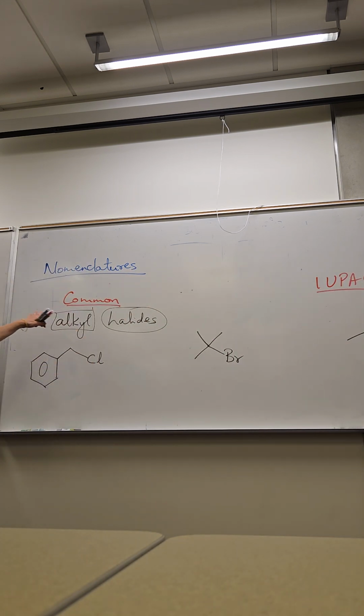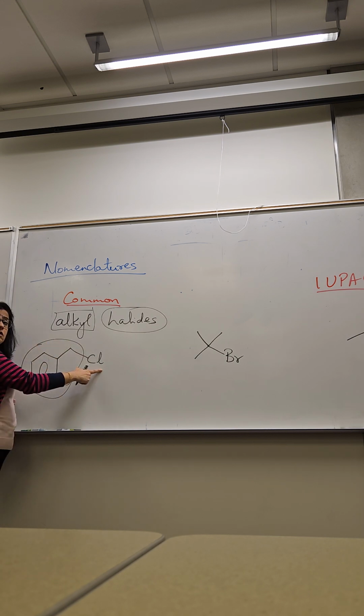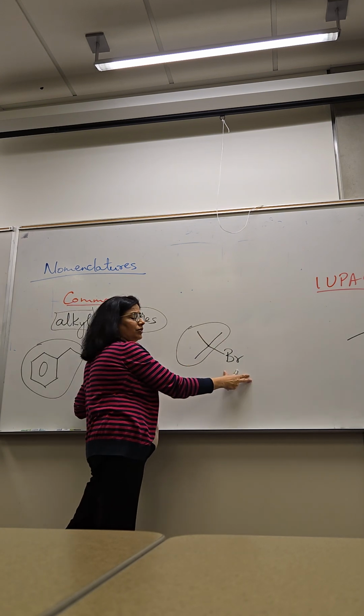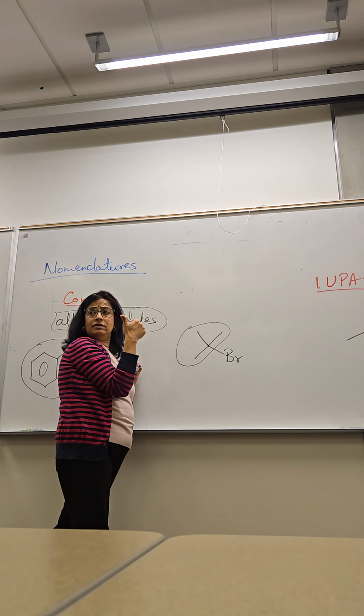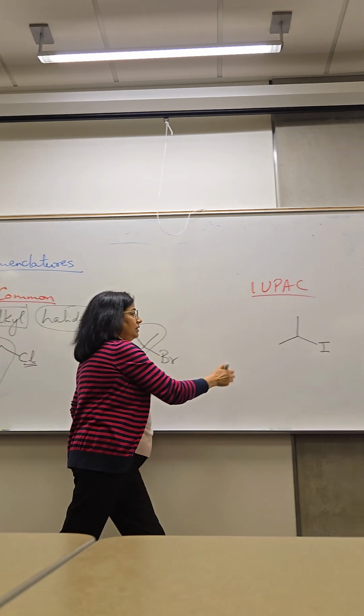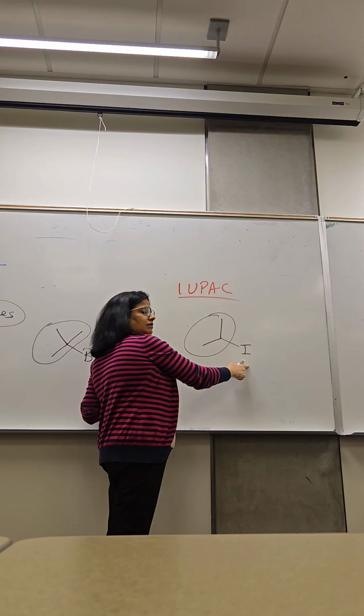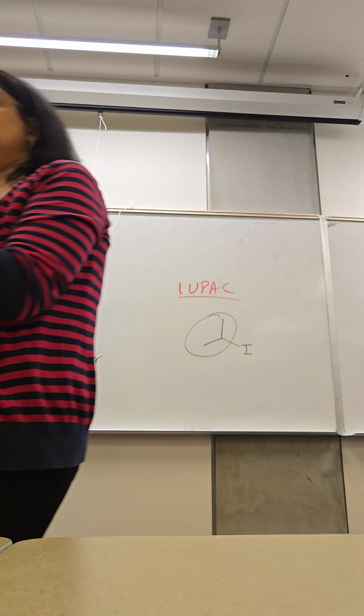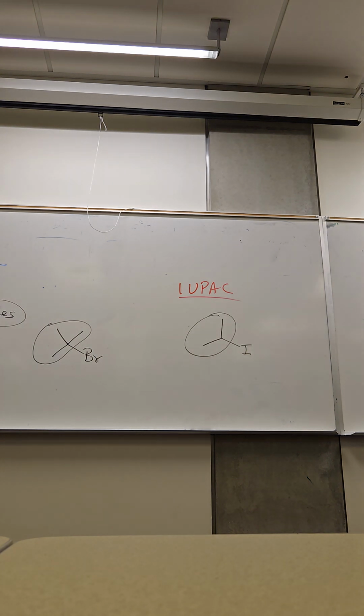How about this one, just using the common system? So what would we call this in the common system? Benzyl chloride. Do you all agree? Yeah, that's benzyl chloride. How about this one? Tert-butyl bromide. Everybody okay? How about here? Isopropyl iodide. Perfect. So whatever the R is, followed by the halide. Benzyl chloride, tert-butyl bromide, isopropyl iodide.